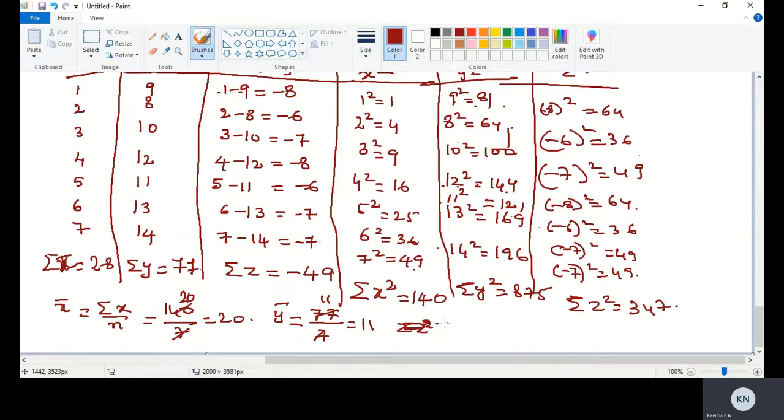Then z bar is equal to summation of z by n. Summation of z is here minus 49, divided by 7. We are getting 7 sevens are 49, so z bar is equal to minus 7. Then find out sigma square.